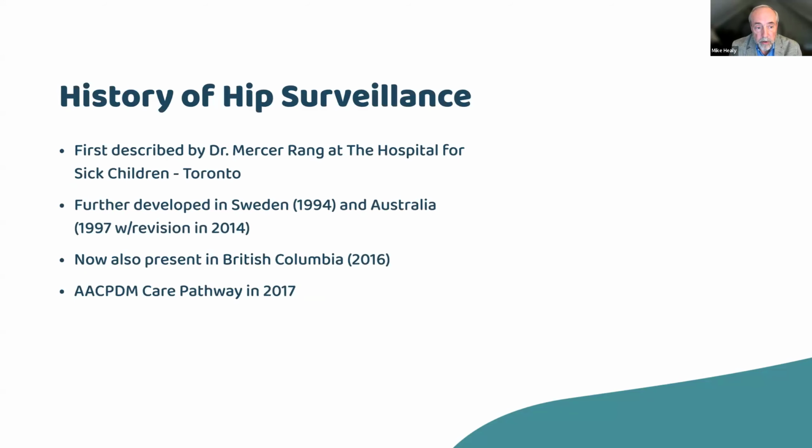Hip surveillance was really first described by Dr. Mercer Rang at Sick Kids in Toronto. He began that program of saying, you know what, if we understand what's going on early, there are things we can do. That really grew and took root in Sweden in about 1994. They put together a national registry and were able to really start to track what changes under a hip surveillance program. The team in Australia put one together in 1997. Both of these were revised around 2014, but are examples of how a good hip surveillance program can really benefit children. We'll get into a little bit more of that later.